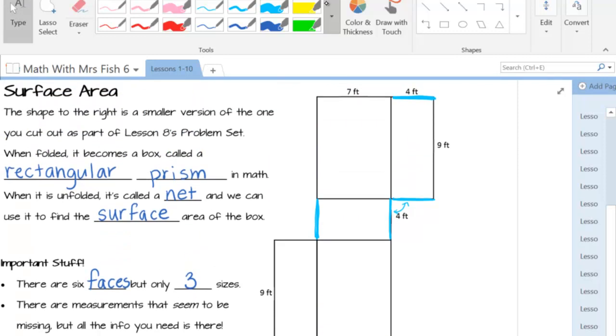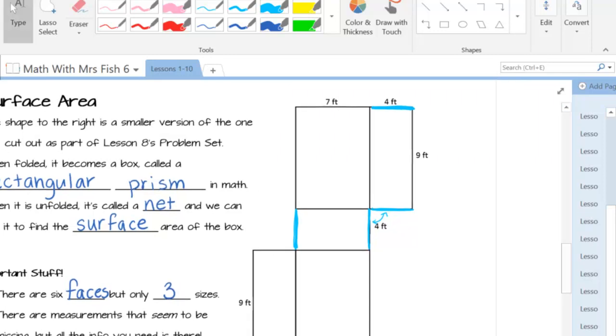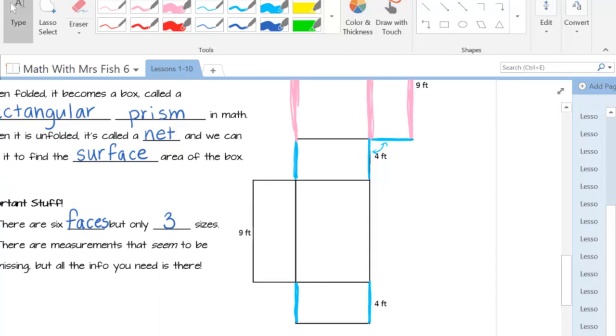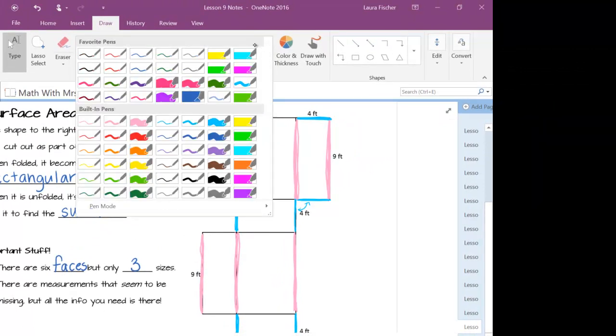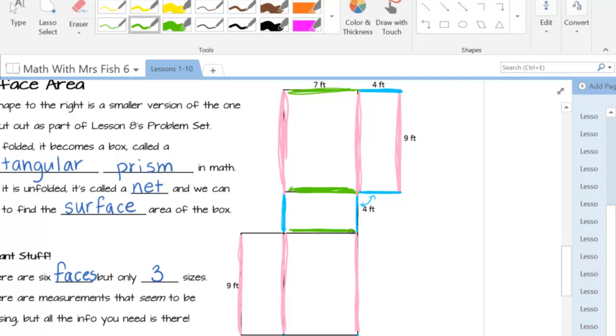Grab a different colored pencil. I think I'll use pink this time. And let's do the 9 feet. This side is 9 feet. And because this is a rectangle, that means this side has to be 9 feet. And if this side is 9 feet, then this one must be 9 feet. This one over here is 9 feet, which means this one is. And it means this one is too. And now what we're left with is the 7 feet. And we can see that one and that one because they're on opposite sides of the rectangle. This one because it's on the opposite side of this rectangle.